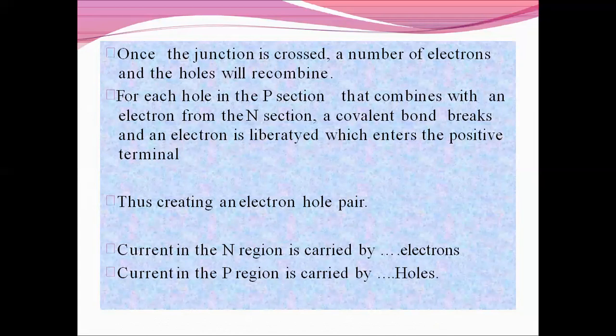Once the junction is crossed, a number of electrons and holes will recombine. For each hole in the P section that combines with an electron from the N section, a covalent bond breaks and an electron is liberated, which enters the positive terminal, thus creating an electron hole pair. Current in the N region will be carried by electrons. Current in the P region will be carried by the holes.